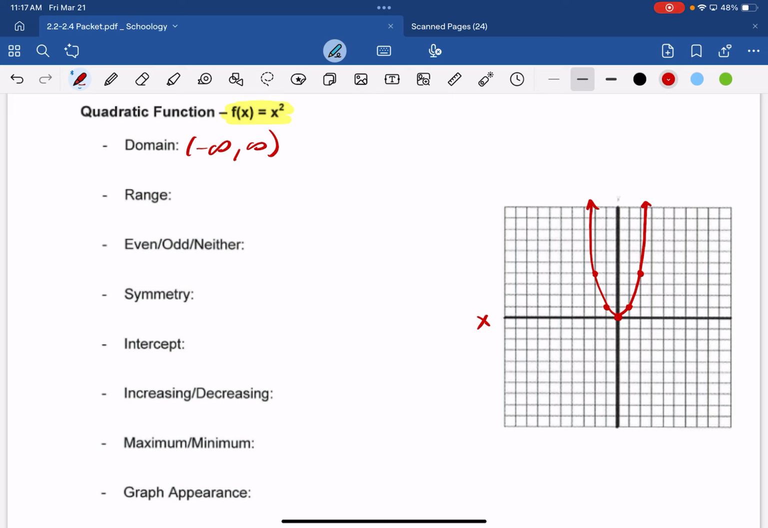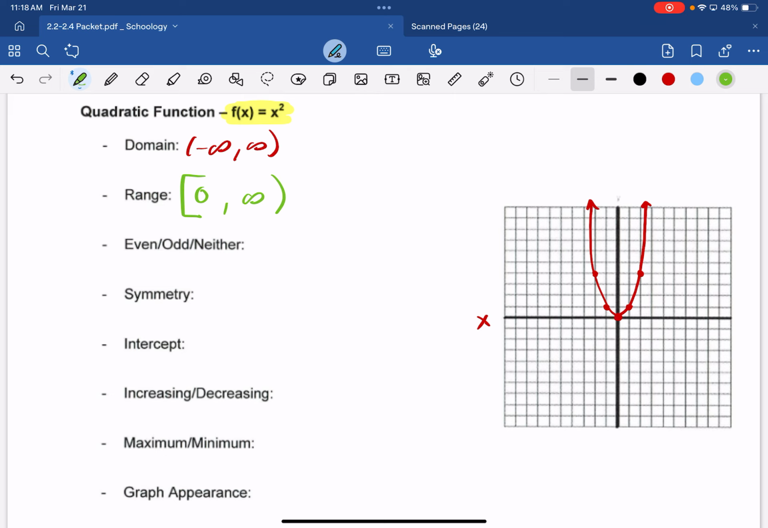My range, however, we now see is not negative infinity to infinity. The lowest value on this graph would be what? 0. And 0 is included, so let's put a bracket around it. And it's going up to infinity. Okay, so that's my range for this one.